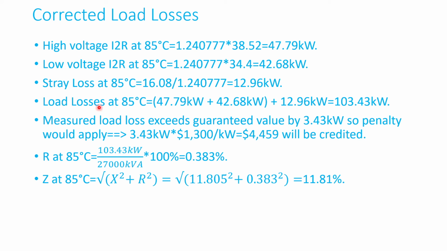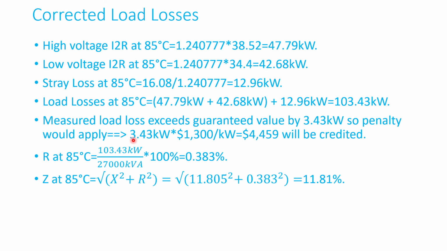Now, the load losses at 85 degrees Celsius is the total I squared R, which is, you have high voltage and low voltage, so 47.79 kilowatts plus 42.68 kilowatts, plus the stray losses at 85 degrees Celsius, which is 12.96 kilowatts. So the total is 103.43 kilowatts. If you remember, at 23 degrees Celsius, we measured 89 kilowatts. So you see it went up because of resistance. In this case, we see that measured load losses exceed the guaranteed value by 3.43 kilowatts because the guaranteed load losses are 100 kilowatts. So a penalty would apply.